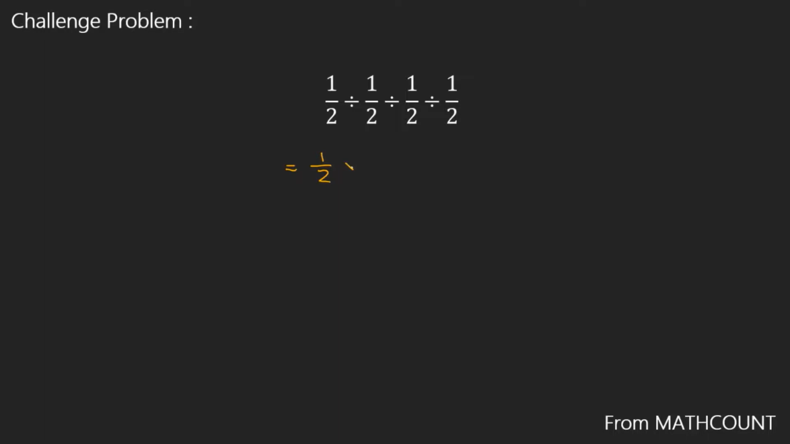1/2 times the reciprocal of 1/2 is 2. Okay, same for the third term. Multiply by reciprocal of 1/2 is 2. And then multiply by reciprocal of 1/2 is 2. So this whole thing is the equivalent of 1/2 times 2 times 2 times 2. Okay. So this becomes 1 times 2 times 2. And the answer is 4.